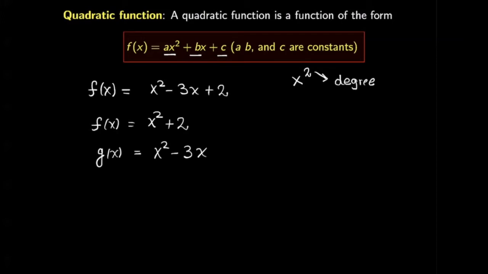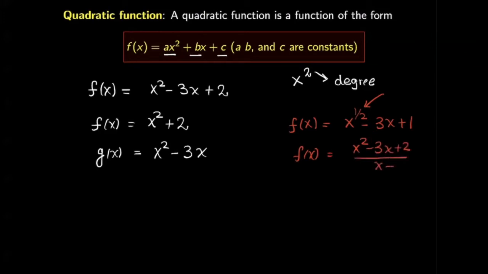Let me give you a few examples of functions which are not quadratic. For example, if I write f of x is equal to x to the power 1 half minus 3x plus 1, this is not a quadratic function because the degree of the input is 1 half, which is not 2. Another example of a function that is not quadratic: f of x is equal to x square minus 3x plus 2 divided by x minus 1. This is not a quadratic function because it has a division, so it is a rational function. Rational functions are not quadratic functions.